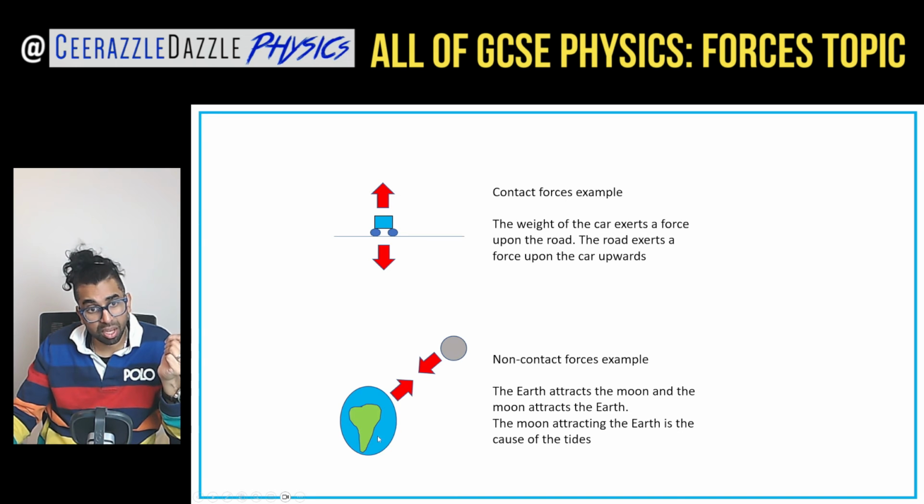And here's a non-contact example. So as you can see, we can see that the Earth attracts the Moon, but also the Moon attracts the Earth as well. Yes, that's the reason why we have the tides. They're being pulled closer towards the Moon.